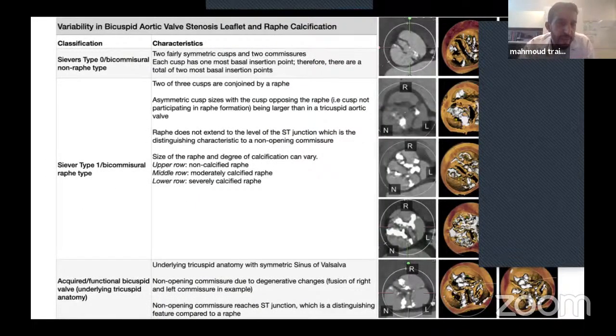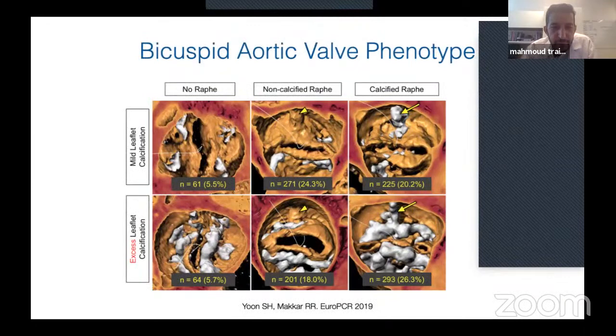So there's a lot of variability in bicuspid anatomy. And I think when we get into it, it becomes a lot of description. Not all type zeros are the same, not all type ones are the same. And it becomes a little bit complicated in describing them. But I like this table from Yoon and Makar, and I think it provides, at least from a management standpoint, a more simplified way of looking at bicuspid valves in a clinical phenotype.